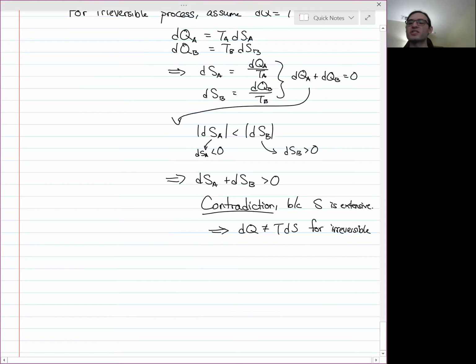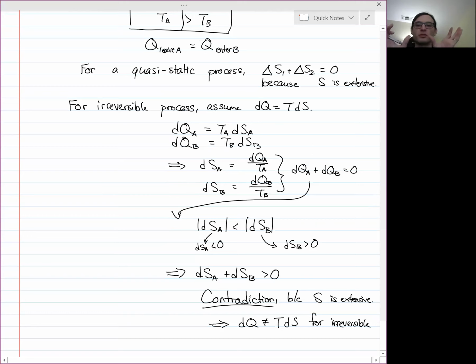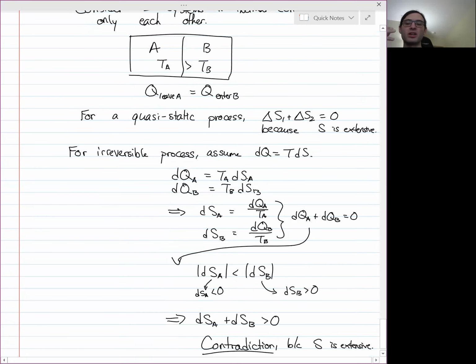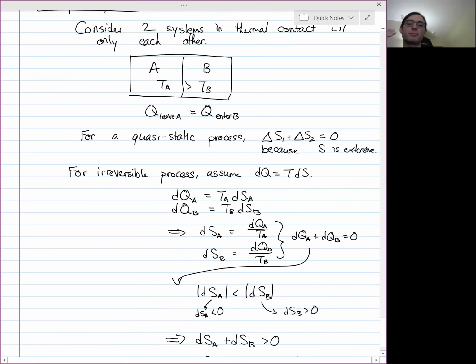So this is just a simple example that if you have two systems that are coming to thermal equilibrium in an irreversible way, which generally does happen because if their temperatures are dramatically different, then it will be an irreversible process, then the amount of entropy that B increases by is more than the amount that A decreases its entropy by. So the overall change in entropy is positive.